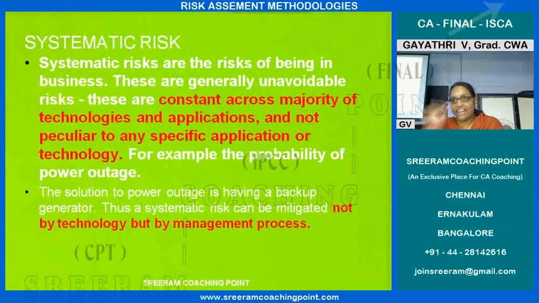So the red ink are the key words that you ought to know. Please highlight them. Constant across majority of technologies and not peculiar to any specific application. Example, power outage. Like they have a backup generator. And systematic risk cannot be mitigated by technology, but by management process. Understood?